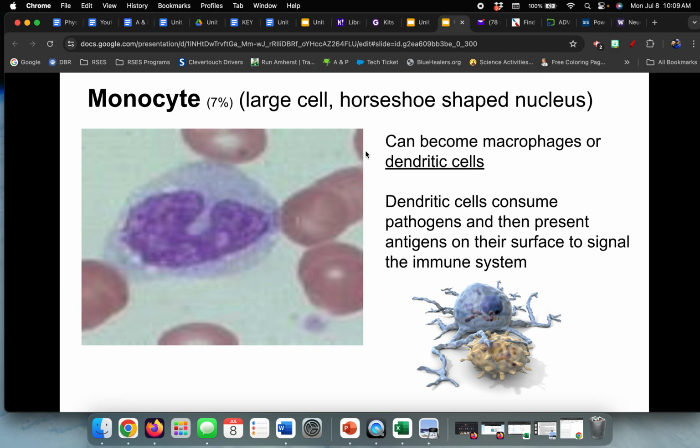Monocytes: large cells with a horseshoe-shaped nucleus. So you can see here this big horseshoe-shaped nucleus. And they have dendritic cells that consume pathogens and then put antigens on their surface to call in the immune system. You can see here these dendritic cells that look like the dendrites of nerve cells, neurons. They break down the pathogen and then present an antigen to call in the immune system that specifically recognizes that signal.